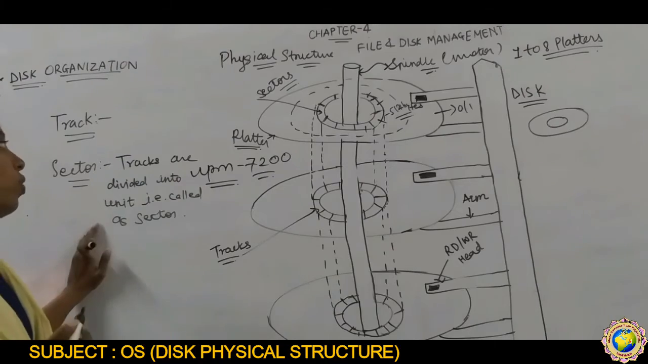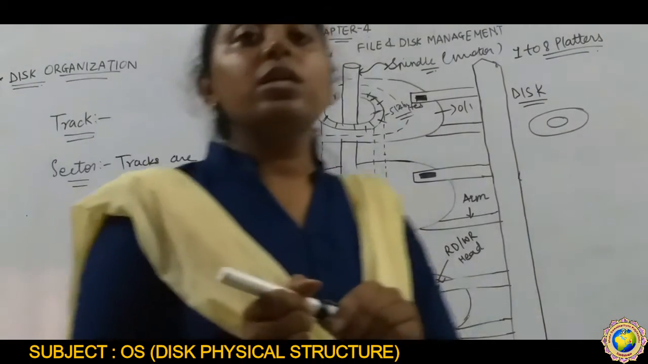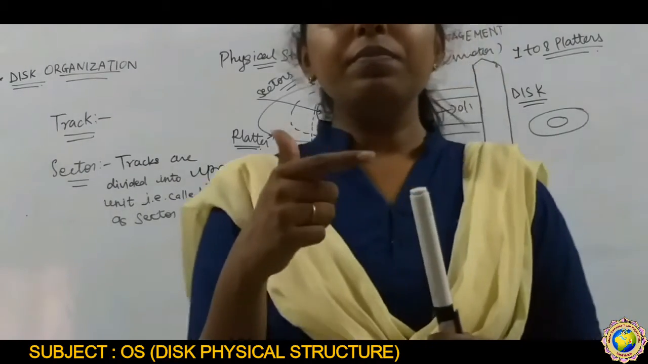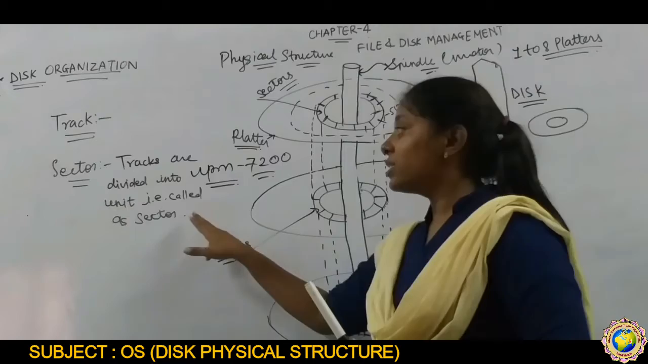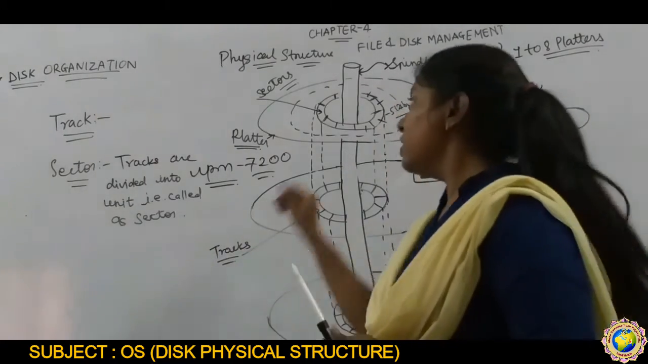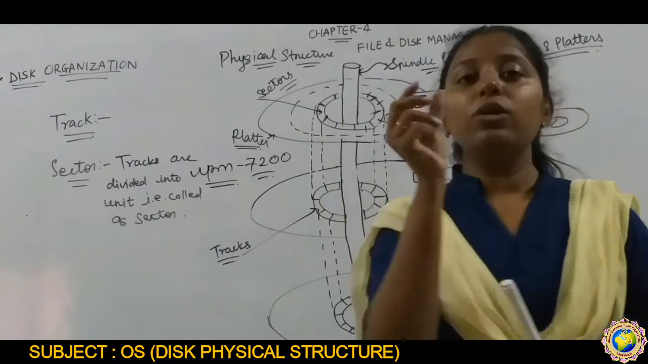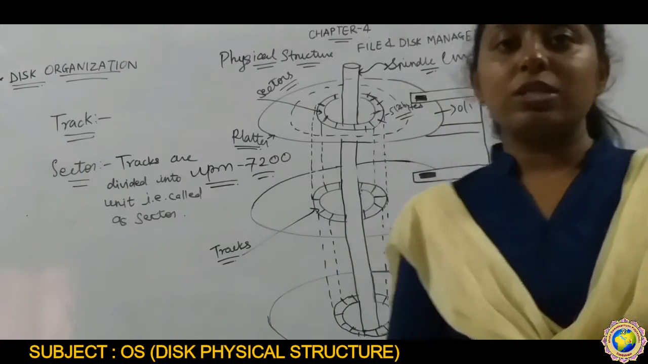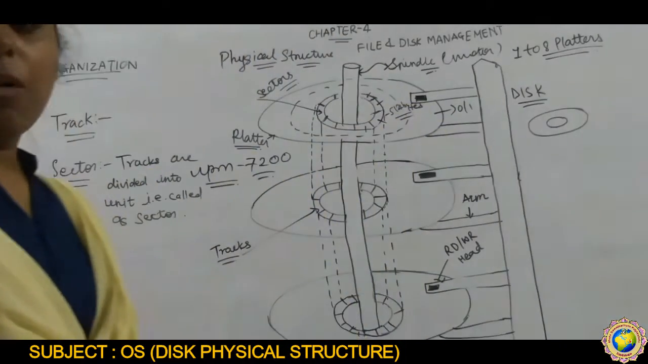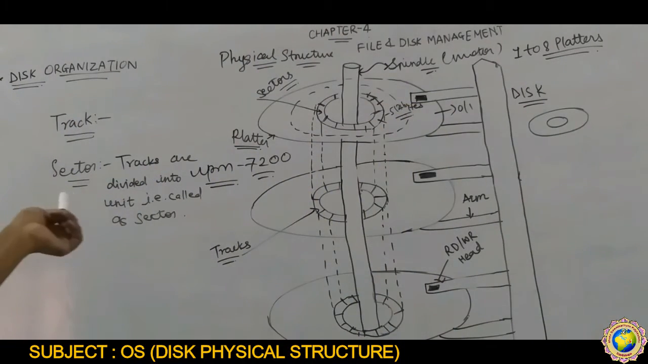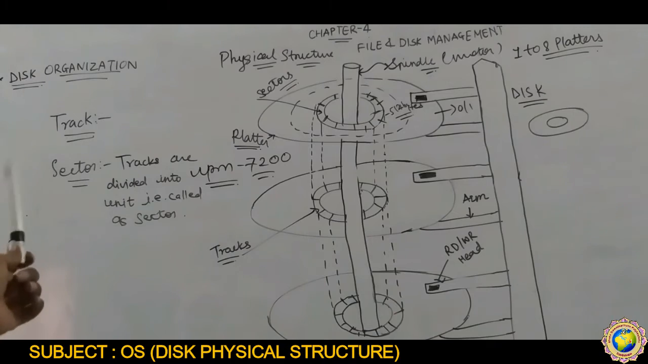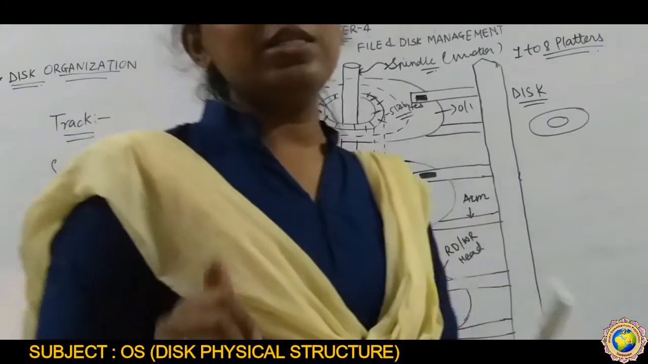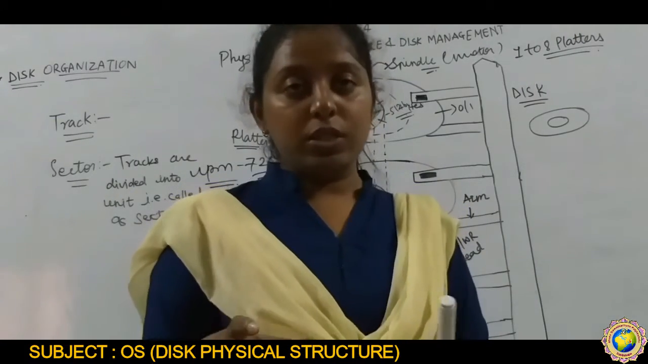Again, the tracks are divided into some units that are called sectors. There are a number of sectors, and one particular sector's size may be 512 bytes. Okay, so this is about the sectors. Now, the sector is the smallest physical unit.